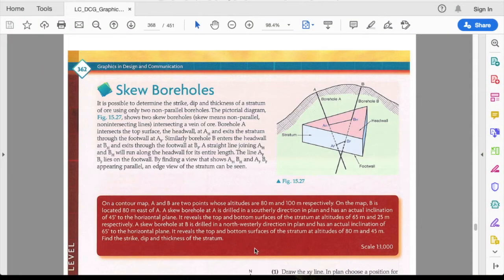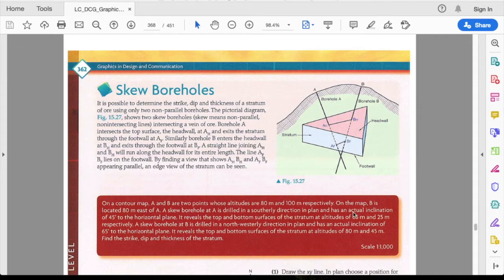The next thing then is we have on the map, B is located 80 meters east of A. So it's important to remember, when we're looking at the geologic geometry part, with the road geometry bit, that if we're looking at north, south, east, and west, we're always looking at the plan. Okay, so if it gives you a direction using the compass coordinates, then we're always using the plan.